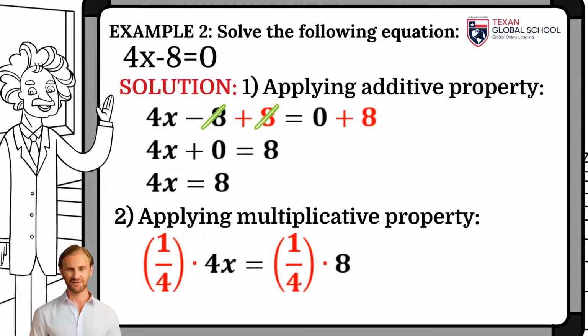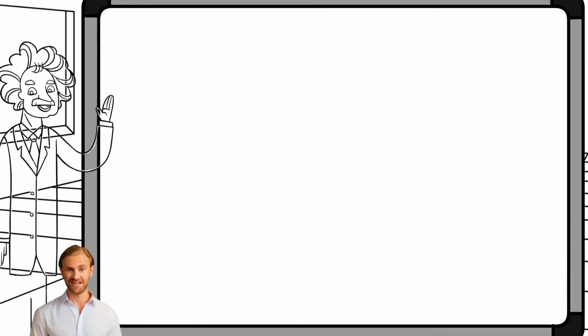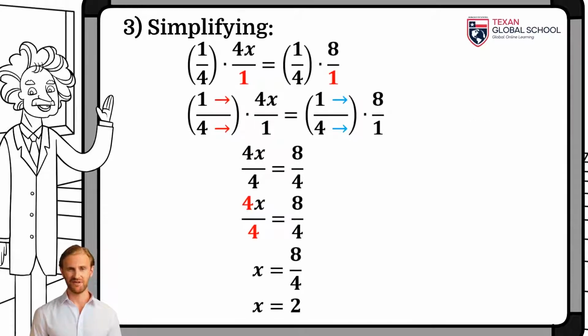We perform the multiplication between fractions. By definition, 4x is divided by 1. So, we multiply numerator with numerator and denominator with denominator, as we saw in previous classes. We simplify the left member by canceling 4 over 4. And we simplify 8 over 4. We obtain that x equals 2.